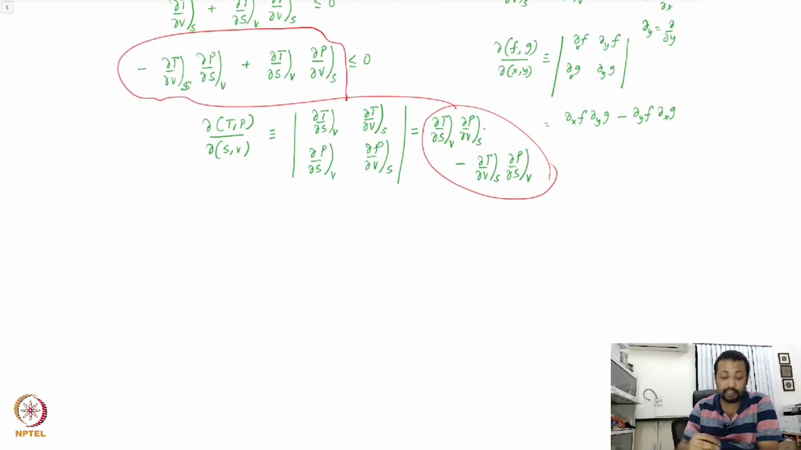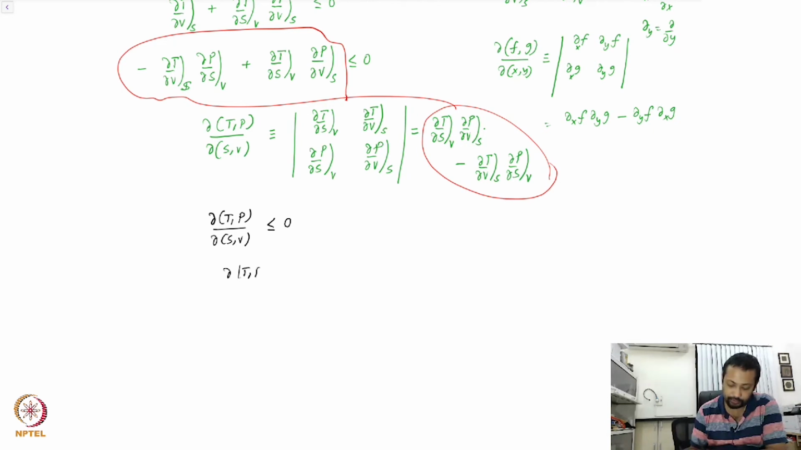So we very cleverly manipulated this expression into the form of a Jacobian. Therefore now our inequality is ∂(T,P)/∂(S,V) must be less than or equal to 0. What can we do now? I know how to manipulate Jacobians. So I'm going to write this as ∂(T,P)/∂(T,V) times ∂(T,V)/∂(S,V) must be less than or equal to 0.